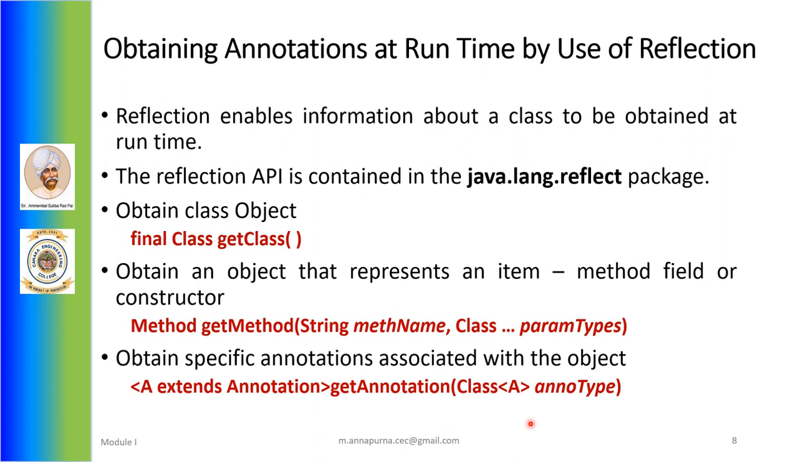<A extends Annotation> A getAnnotation(Class<A> annoType). Here, annoType is a Class object that represents the annotation in which we are interested. The method returns a reference to the annotation. Using that reference, we can obtain the values associated with the annotation members. The method returns null if the annotation is not found, which will be the case if the annotation does not have runtime retention.